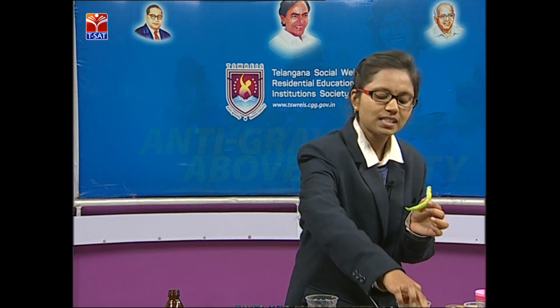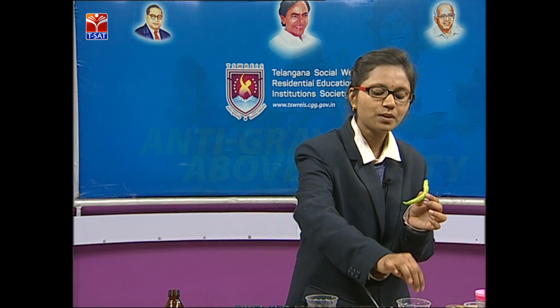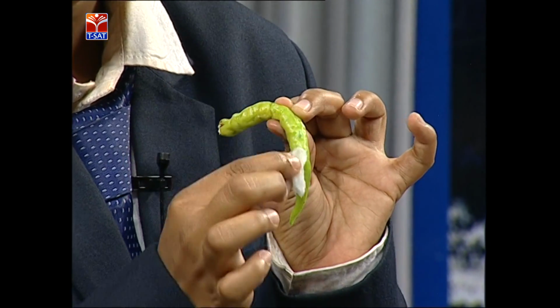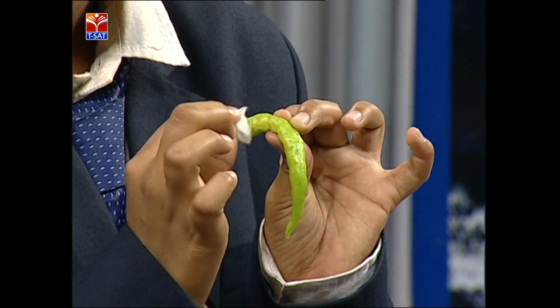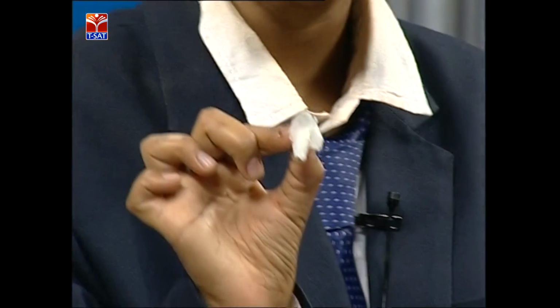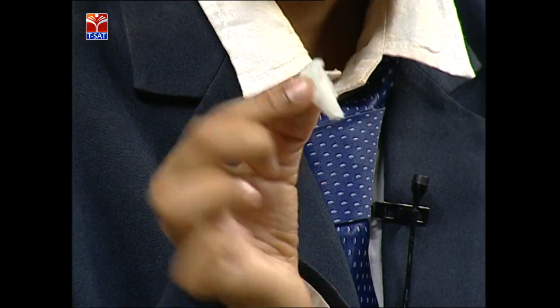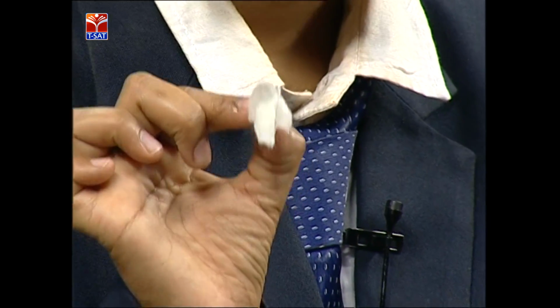Now I am taking a water-soaked cotton piece. Now I am rubbing the surface of this vegetable with this cotton piece. See here, friends, this cotton piece remains like that. It doesn't turn into any color, right? It indicates this chilli was pure.